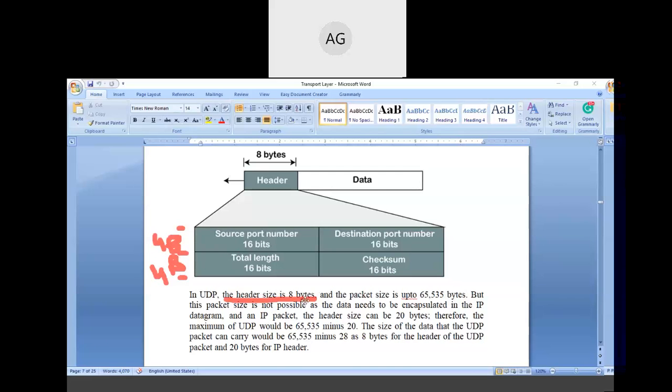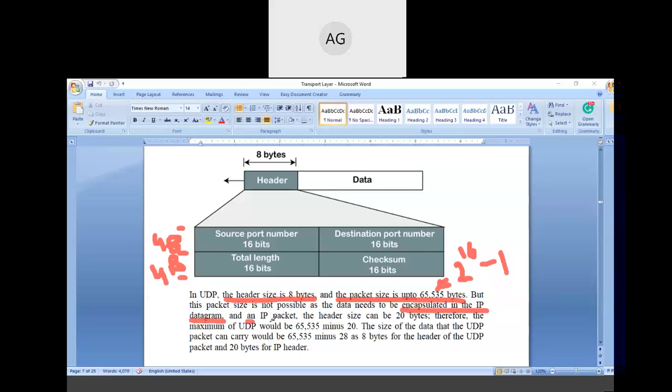So the header size is 8 bytes, and the packet size is up to 65535 bytes. This number comes when you expand 2 to the power 16 minus 1. But this packet size is not actually possible, as the datagram needs to be encapsulated in the IP datagram. We are going to study the IP datagram in Unit 4.